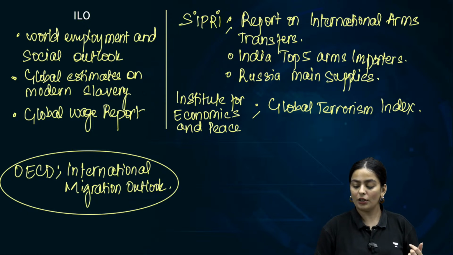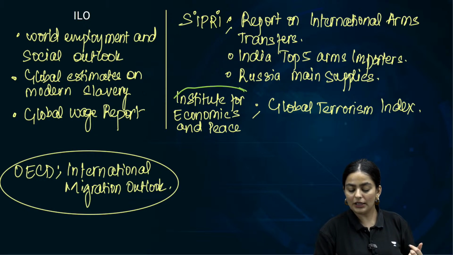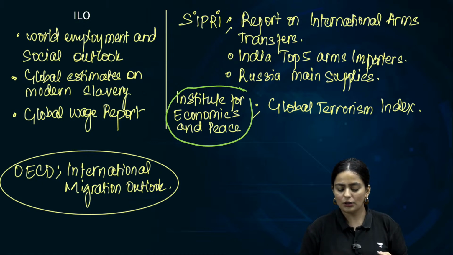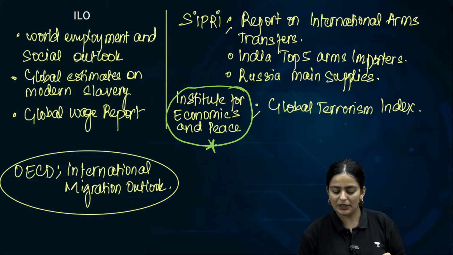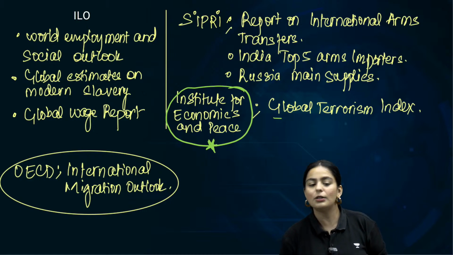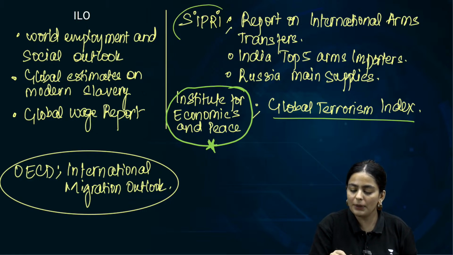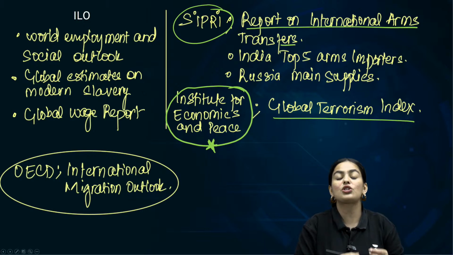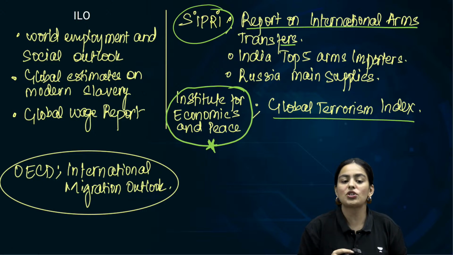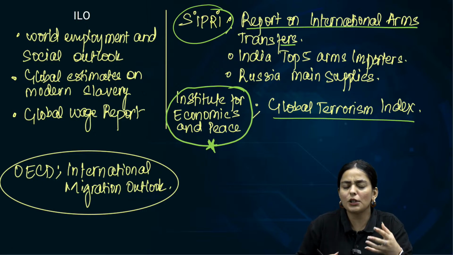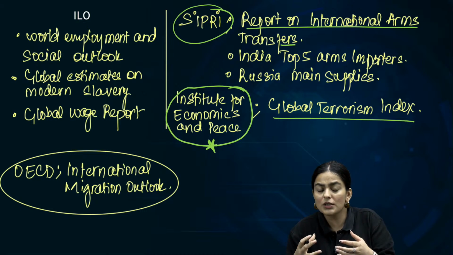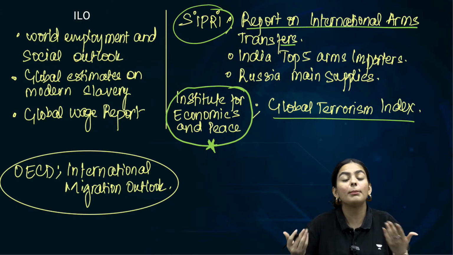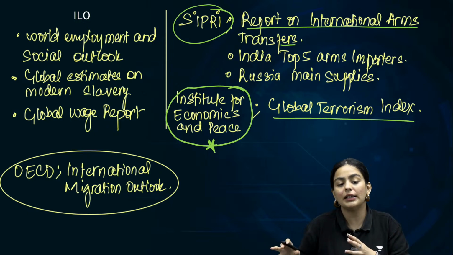an initiative or a report of the Institute for Economics and Peace. An Australian Institute for Economics and Peace will release the Global Terrorism Index. SIPRI will be responsible for the report on international arms transfer, where they say which are the biggest producers of arms, which are the biggest consumers of arms, what the arms export is like, who is exporting maximum from whom. Those are the areas of it.